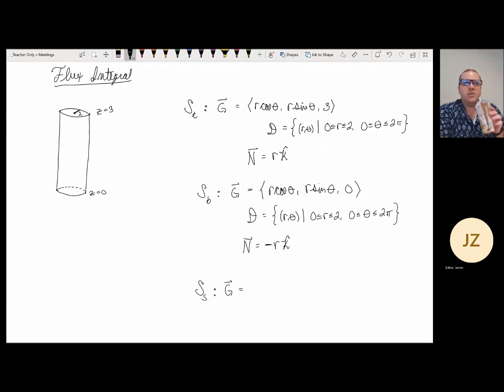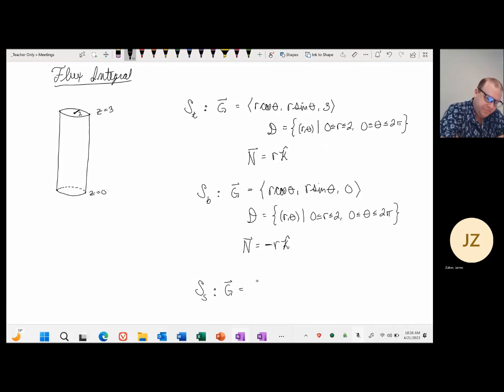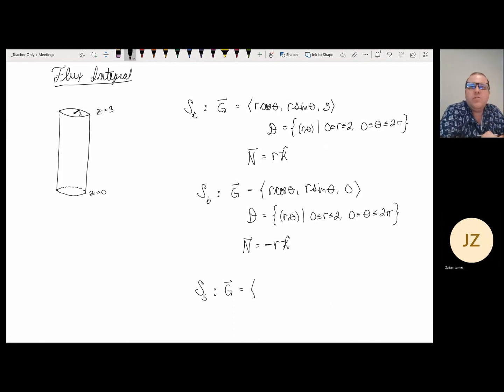Now for the side. If we're looking at the surface of the cylinder, the actual, what do you call that? For lack of a better word, the side. It's going to have constant radius, isn't it? Because you're only dealing with the surface of it. Radius is fixed at 2 now. It's now the height that's going to change.